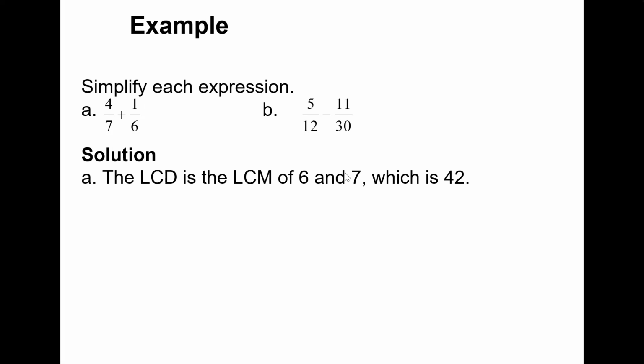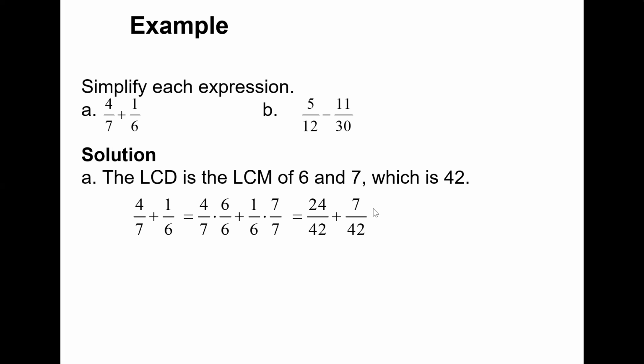So 6 and 7 have a common denominator, which is going to be 42. And so to do that, we're going to have to multiply by 6 over 6 and 7 over 7. And that's how we do that. And then 4 times 6 is 24, plus 7 times 1 is going to be 7. And so now we add those two together and we get 31 over 42. Okay. Now that can't be reduced, and so we stop there.